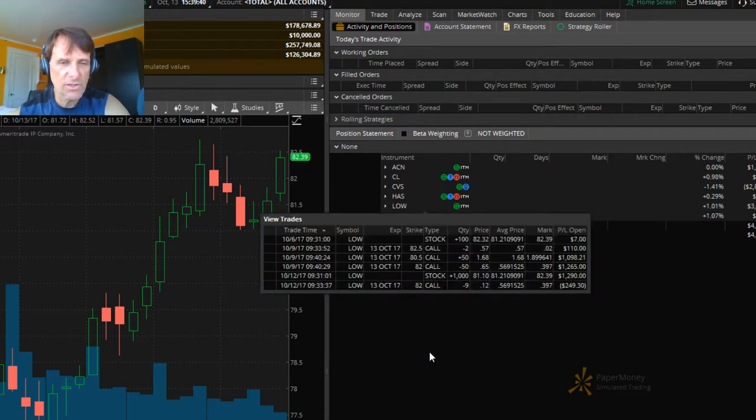Okay, look at all the positions we have. The very first position was 100 shares at 82.32, which we could sell and make money off today. However, we sold 2 contracts for 82.50, which it could hit 82.50 today, and if it does, we'll be totally out of Lowe's by the end of the day.